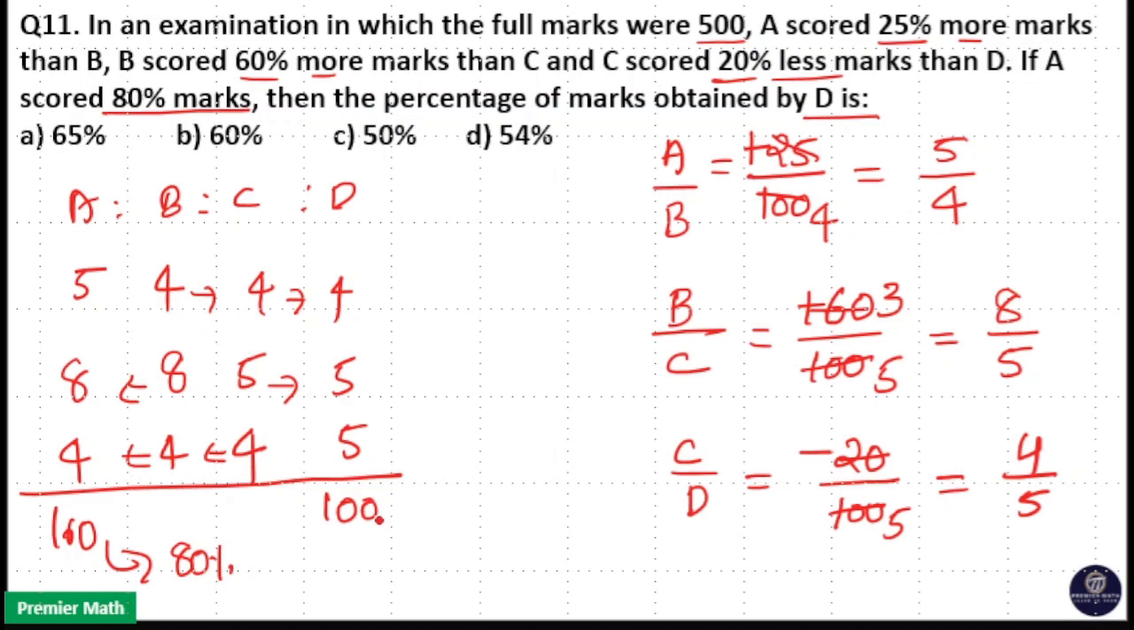So 100 is equal to 100 into 80 by 160. Because 160 marks is equal to 80%, 1 mark is equal to 80 by 160%. That is 80 by 160 into 100 is equal to 100 marks. That means 80 into 2, 160, 2 into 50, 100. So 100 marks is equal to 50%. So option C is your answer.